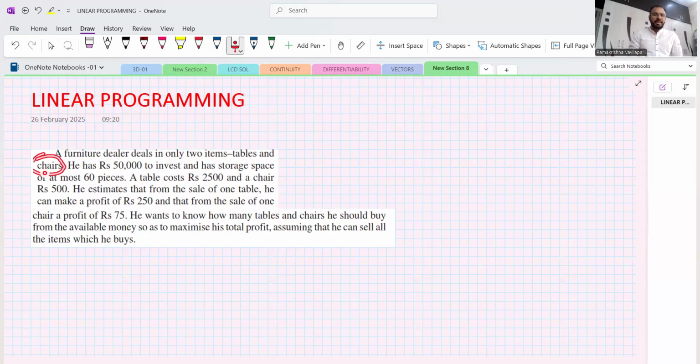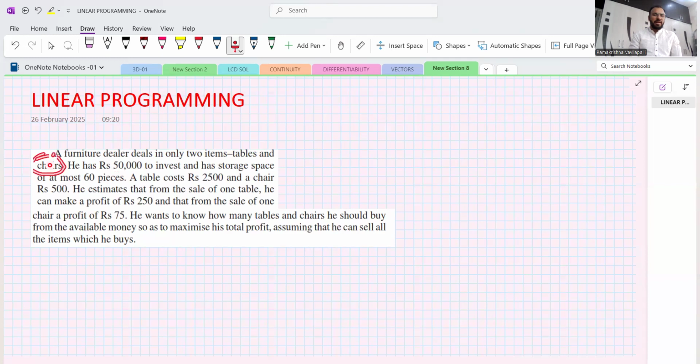Then how much can he invest? He has 50,000 rupees to invest in the business to deal with tables and chairs, and has a storage space of at most 60 pieces. So storage is not more. Storage is also limited and his investment is also limited.